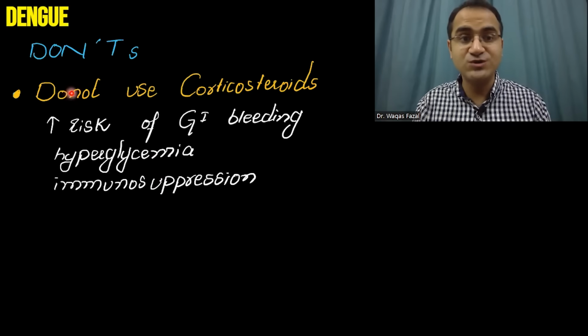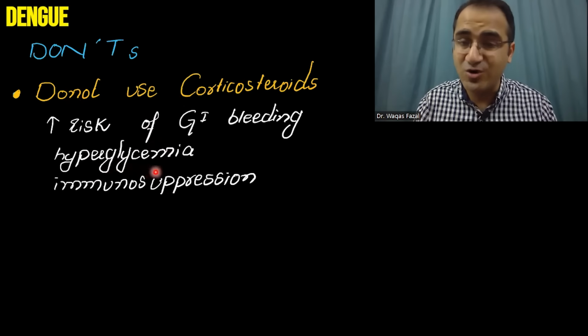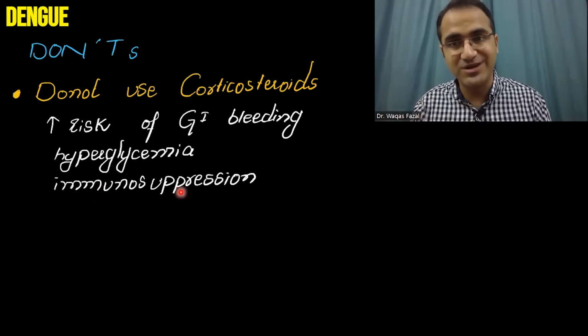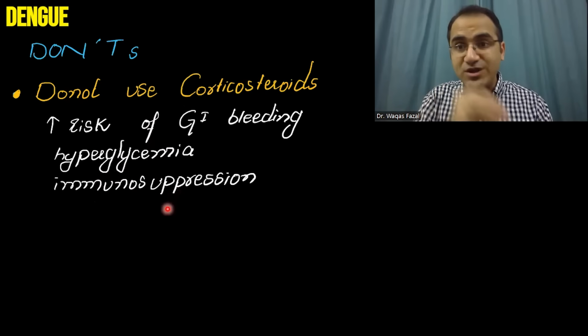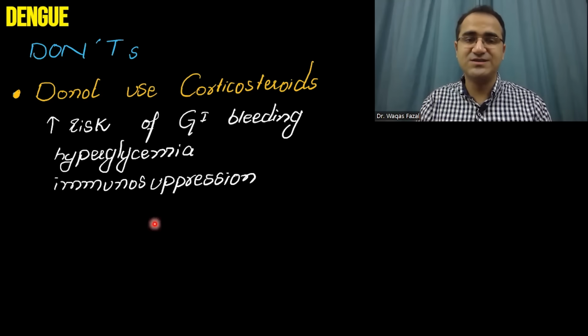First of all, coming to the don'ts, do not use corticosteroids. They increase the risk of GI bleeding, they cause hyperglycemia, and they cause immunosuppression. Many doctors use corticosteroids to treat viral infections, but they should not be used in a patient with dengue virus.